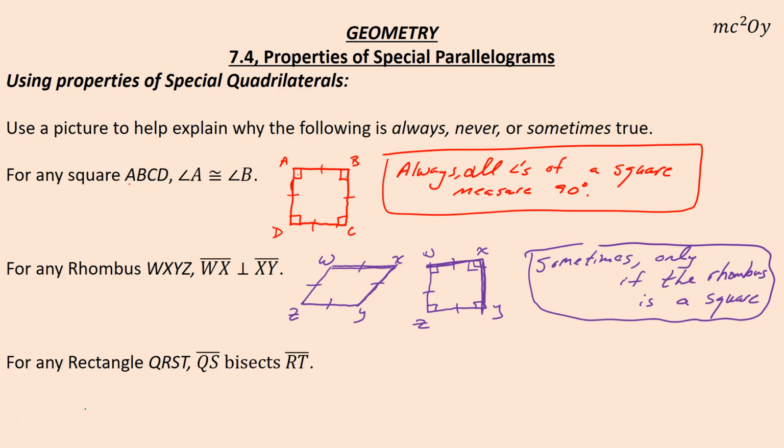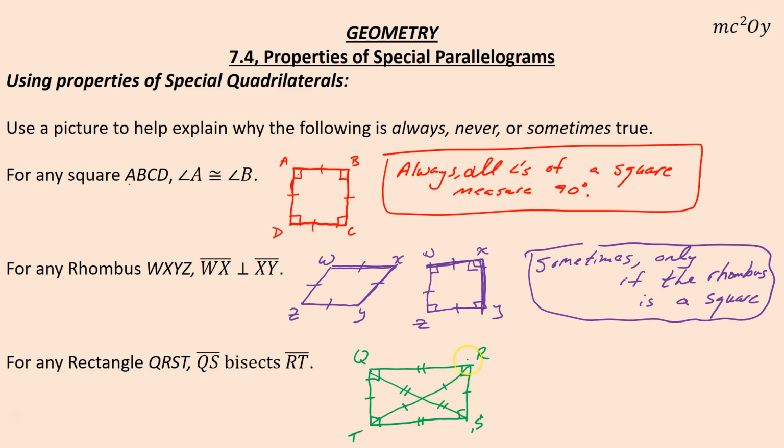So, for any rectangle, well, we know a rectangle can look a couple different ways. It can look like that, where you have opposite sides not congruent. But it also could be where you don't have all 4 sides congruent, or it could also be a square. So let's label this Q, R, S, and T. And it says QS, that's here, bisects RT. Well, that means that would be congruent to that, and that congruent to that.